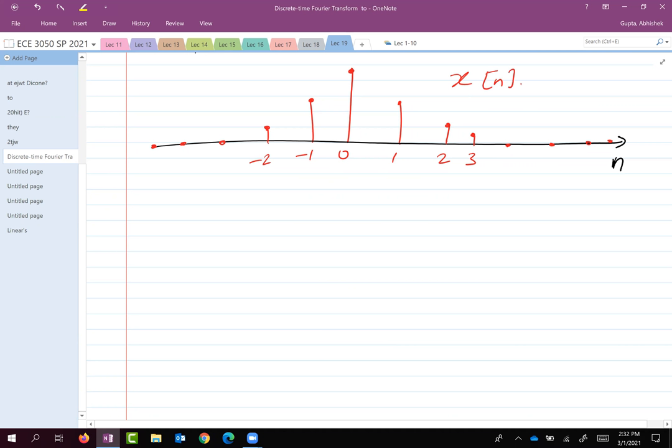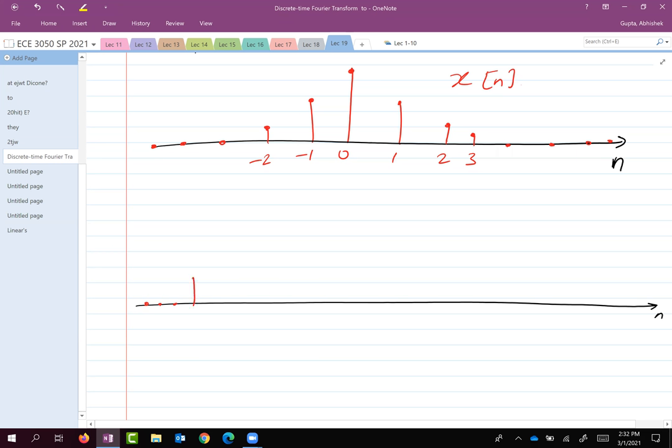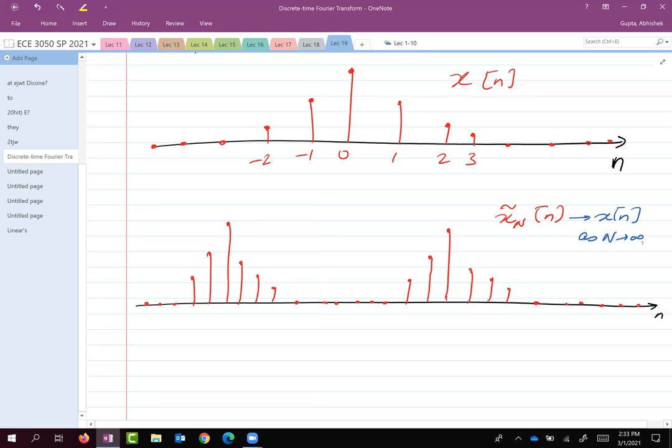Now let me transform it into a periodic signal with a very large period. Here is my n, and so on. And this would be my x tilde sub capital N of n, which converges to x of n as capital N goes to infinity.